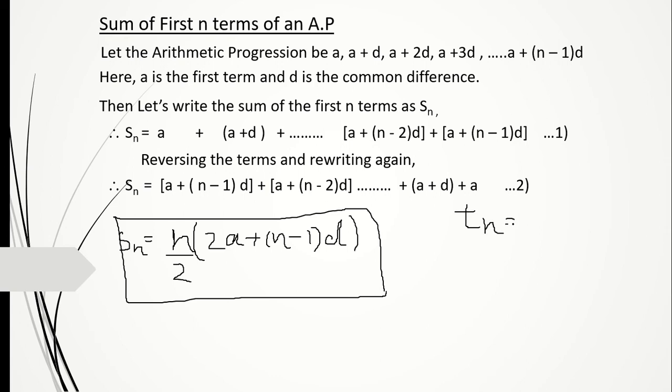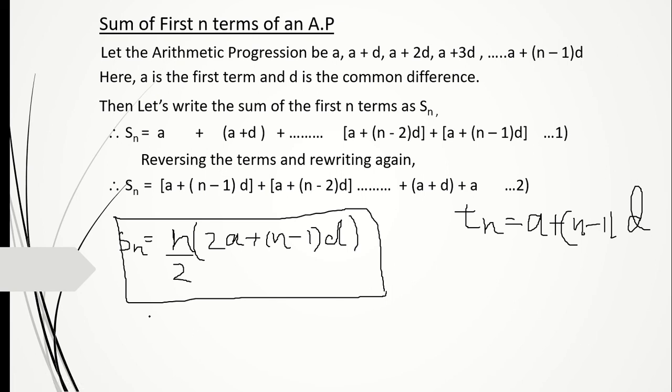Tn formula is what? A plus n minus 1 d. This is the Tn formula we have learnt in the previous practice set. Now here, in place of a, we have 2a plus n minus 1 d, and here n by 2. So this is how you remember the formula. If you cannot understand the derivation, just leave that and just understand the formula in that case. Those who can understand the derivation also, it's really good, well and good. Then you will never forget the formula.